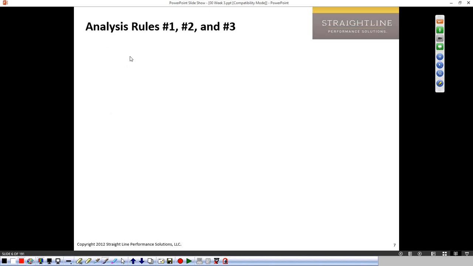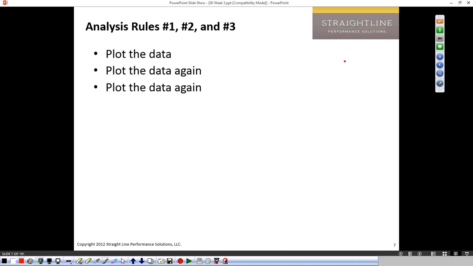So rule number one is, whenever you have data, you have to plot the data. Rule number two is, you have to plot the data, and rule number three is, you have to plot the data. A lot of times, you really do need to look at it multiple times. Two contexts that we're going to often look at are the data aggregated and the data over time. That's going to tell you different things.